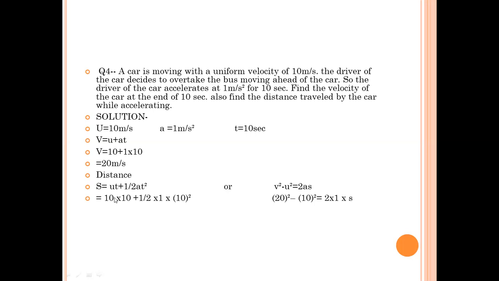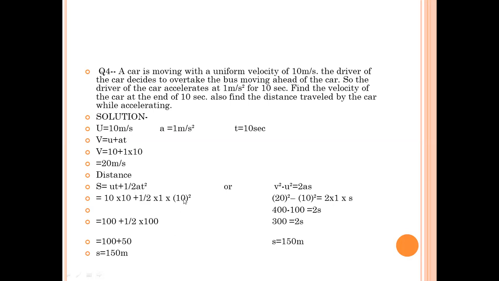See, जैसे जैसे आप वैल्यू रखते जाएंगे, you will find out both the answers are the same. अब this is your choice. Either you wish to do with S is equals to UT plus half AT square, or if you wish to do with V square minus U square is equals to 2AS, you can do with this. But square should be properly in bracket, that is 20 square minus 10 square, 2 into 1 into S. 2AS का मतलब होता है 2 cross A cross S.